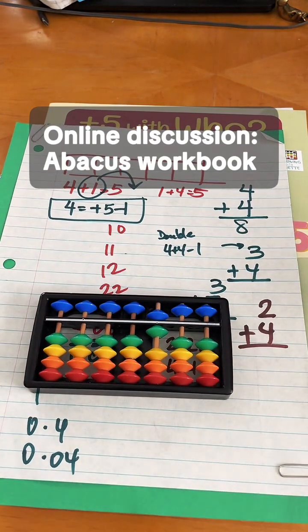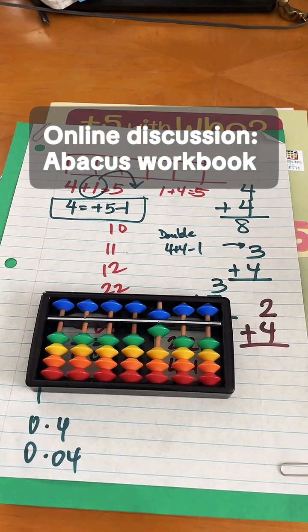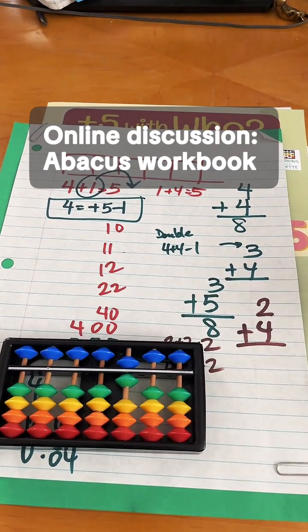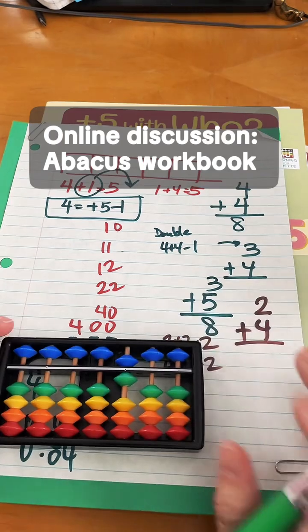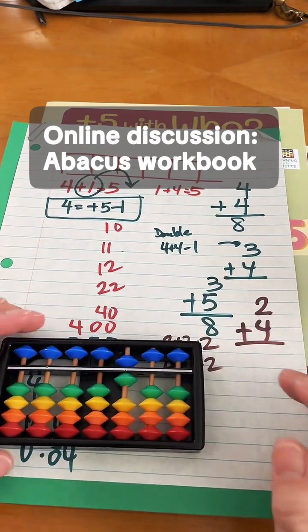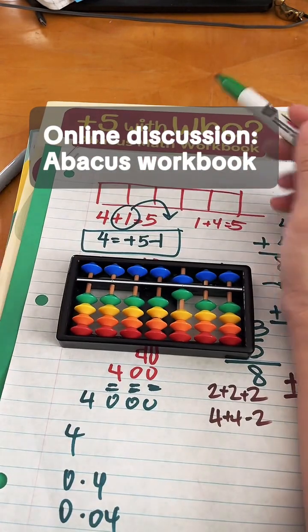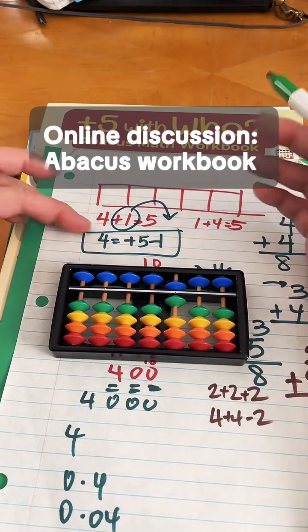So I didn't have to memorize my doubles and do strategies. I just have to remember that if I want to add the 4, I can add the 5 and take away the 1. So this is the fundamental concept that we're doing in Abacus. And it's great because in school they're teaching us how to do the 5 frame. I love that they teach the 5 frame. But that's as far as it goes.